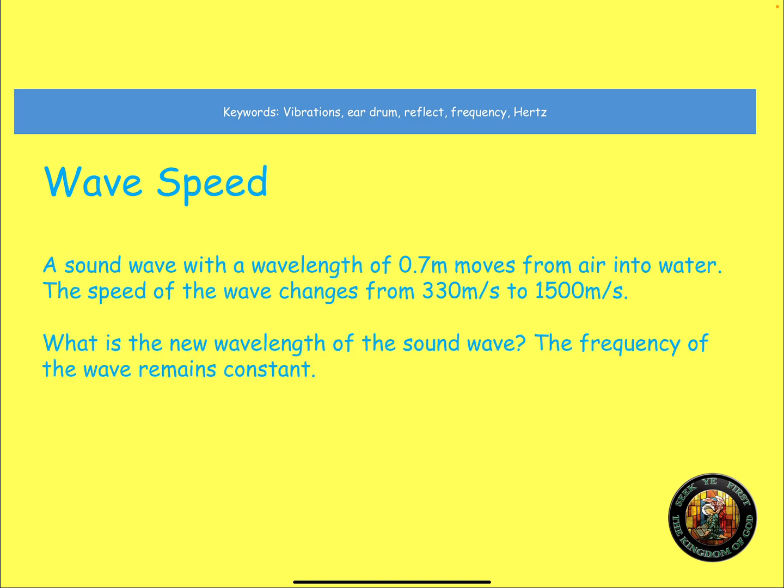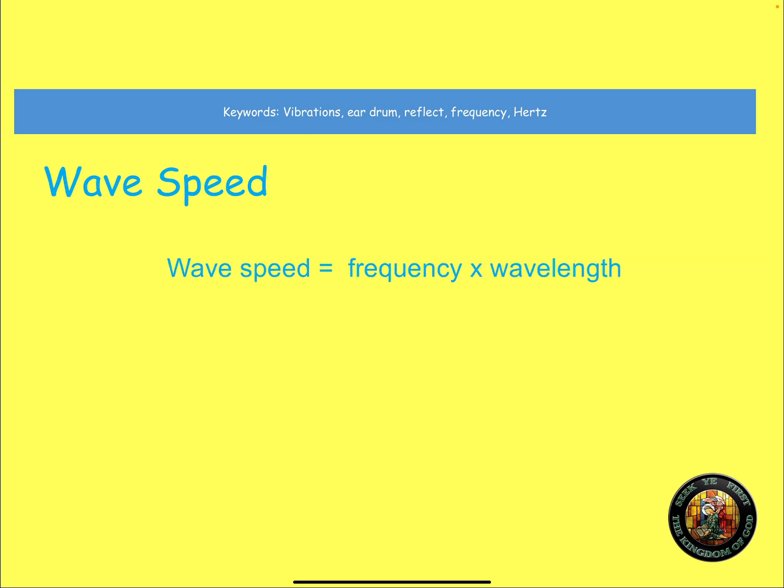So, here we go. A sound wave with a wavelength of 0.7 meters moves from air to water. The speed of the wave changes from 330 meters per second to 1500 meters per second. What is the new wavelength of the sound wave? The frequency of the wave remains constant. So pause the video here. You will need to rearrange the equation. That's the equation. So it's asking for the new wavelength. Frequency remains constant.